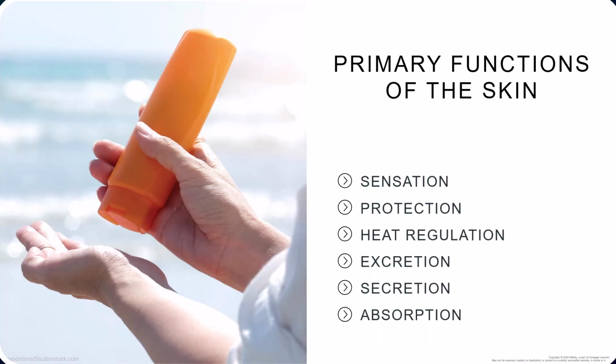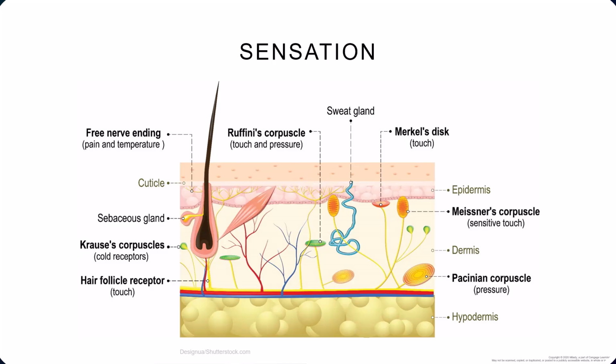The skin is similar to a multifunction tool because of all the functions that it performs. So we have sensation through the skin, protection, heat regulation, excretion, secretion, and absorption, all done through the skin. So it's very multifunctional. With sensation, it is what we feel. Sensation is done through nerve fibers in the skin that sense when we are touched.